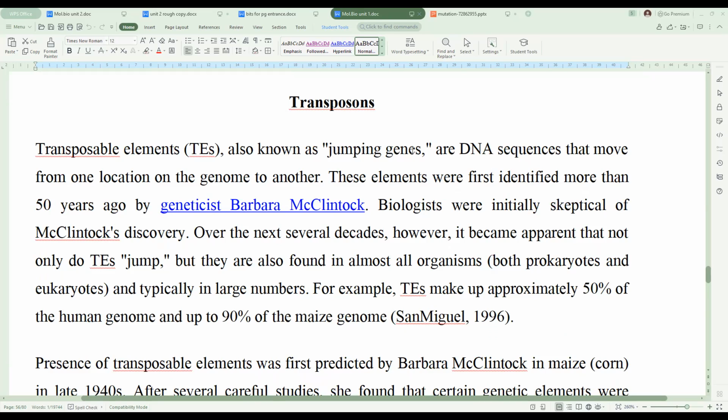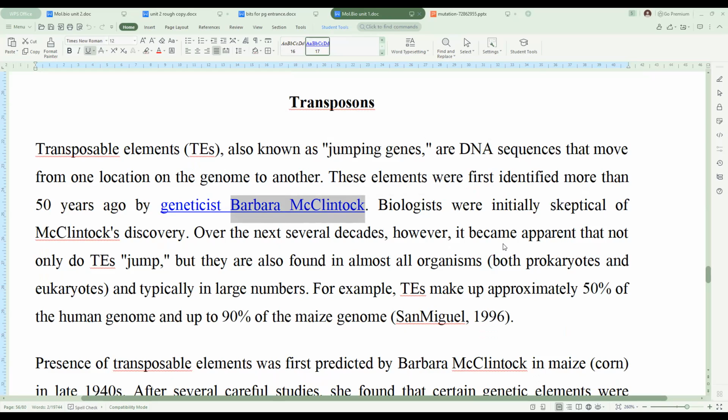If possible, you can write notes. You can take some running notes. Transposons are called jumping genes. Who discovered them? It is Barbara McClintock. Barbara McClintock has discovered these jumping genes.